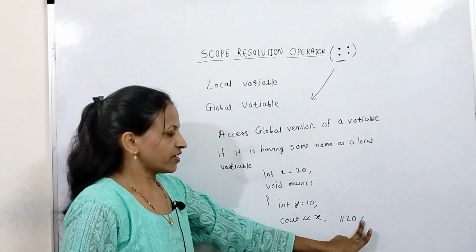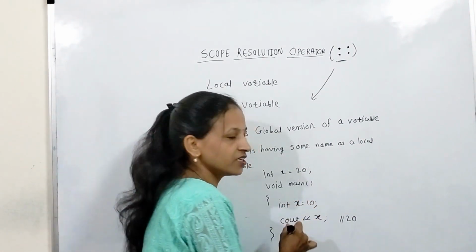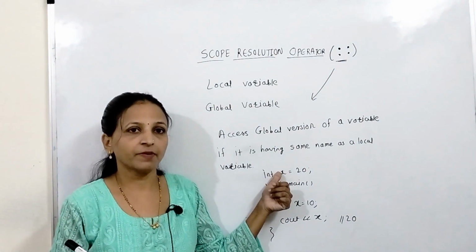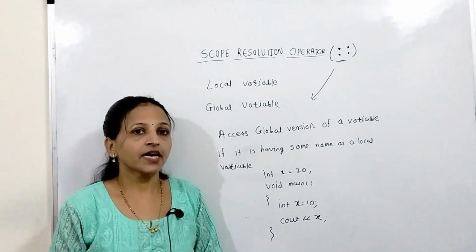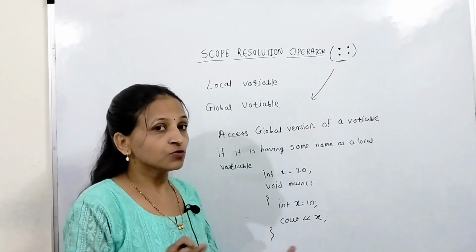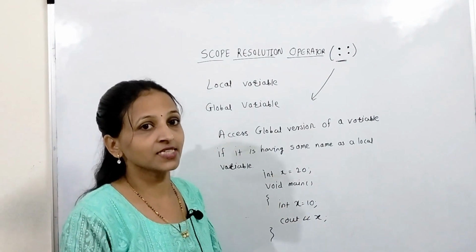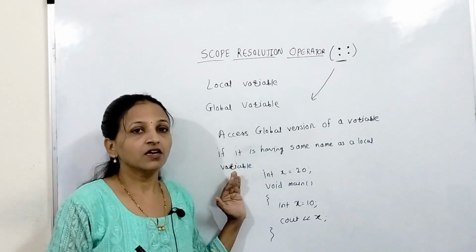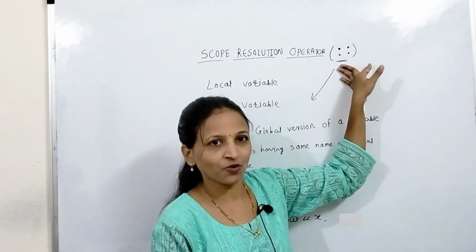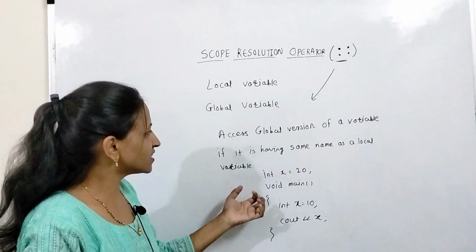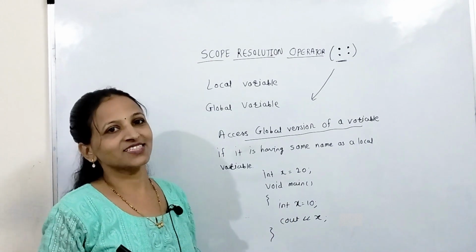Now see, I have an x variable here which has the same name as a global variable, but I want to access this global x here. In the C programming language there is no way to access a global variable if a local variable has the same name as the global one. But C++ has introduced a new operator, the scope resolution operator, that we can use to access the global version of a variable if it has the same name as a local.